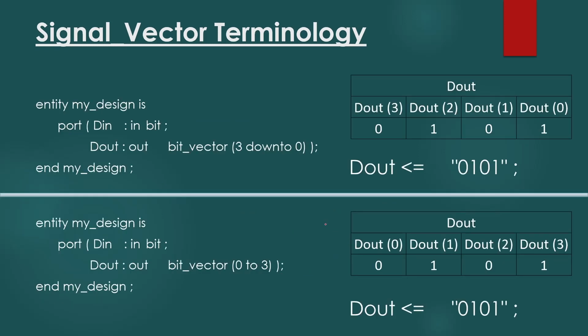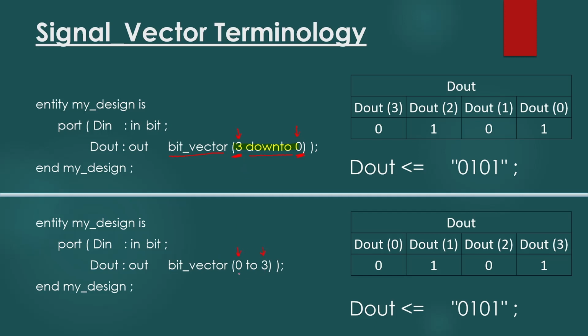Note the terminology involved with the vector data type, which has a left index mentioned, a right index mentioned, and the direction also mentioned. Like here, we said 3 down to 0. That means our vector starts from the left index, that is 3, and will go down to 0, which is the right index. You can also declare a vector in ascending order, where the leftmost will be your lower index and the rightmost will be your higher index.